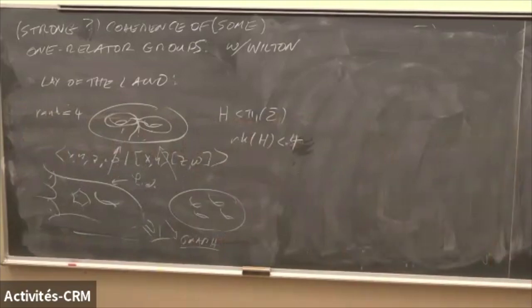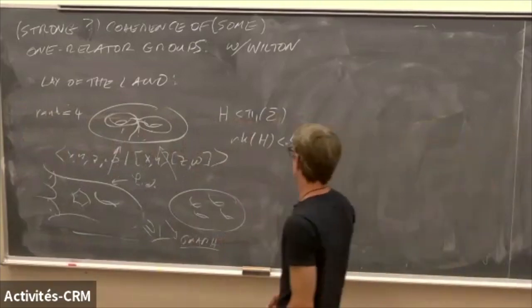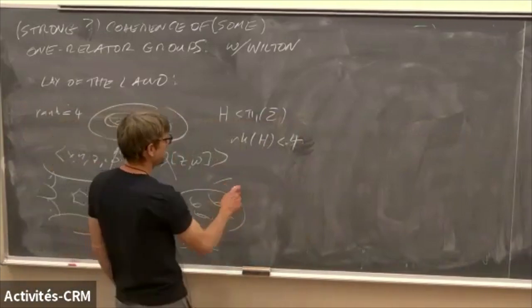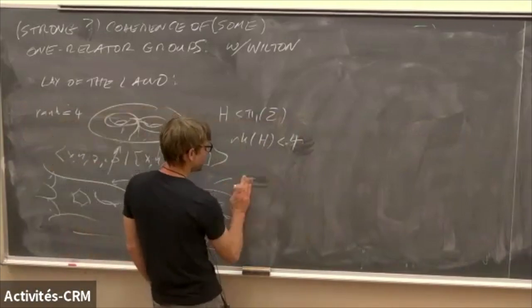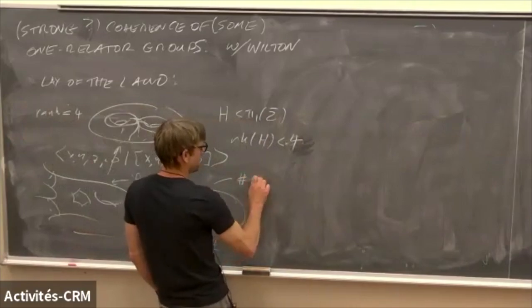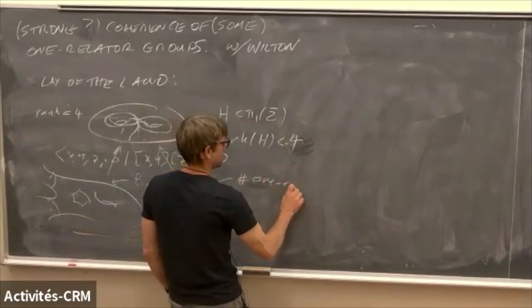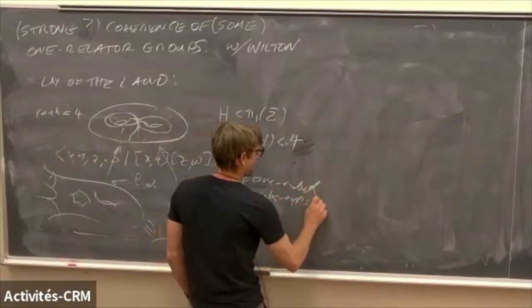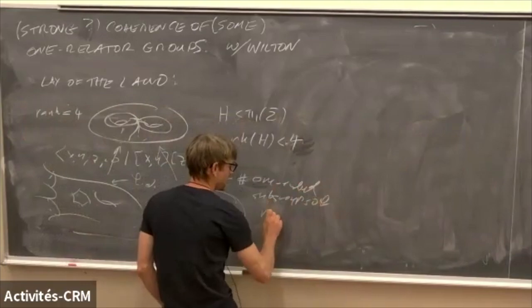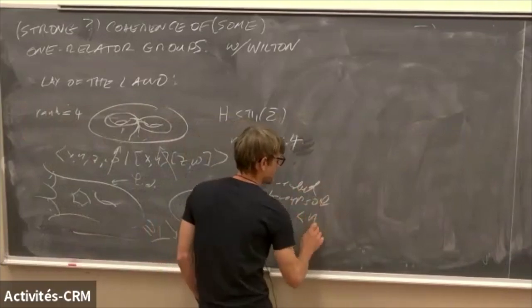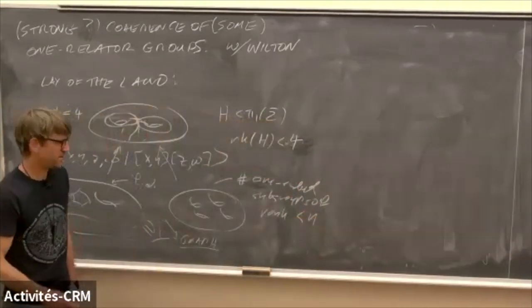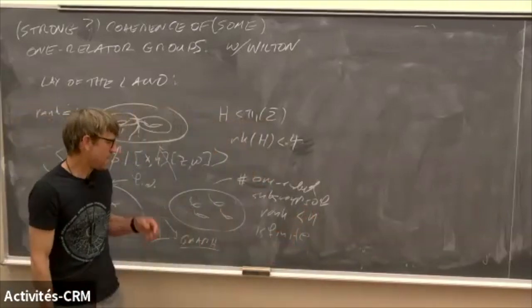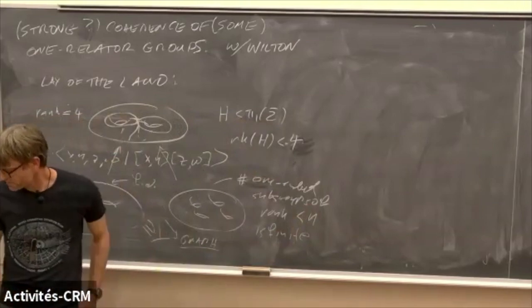The other thing to know is that if you're one-ended, the number of one-ended subgroups of rank less than some fixed number n is finite. Okay, cool. Great.